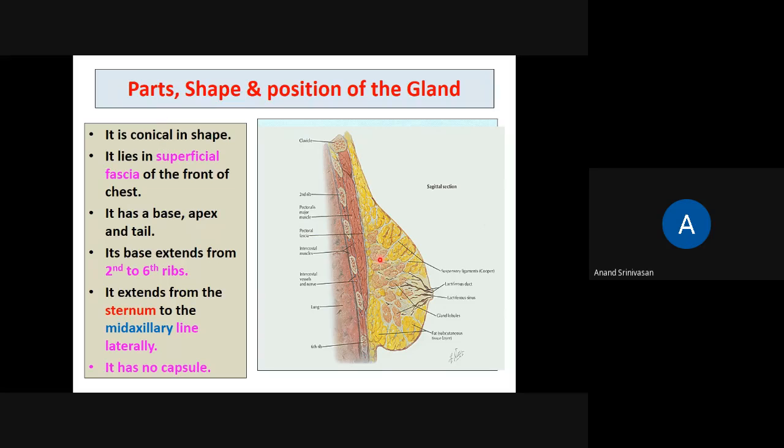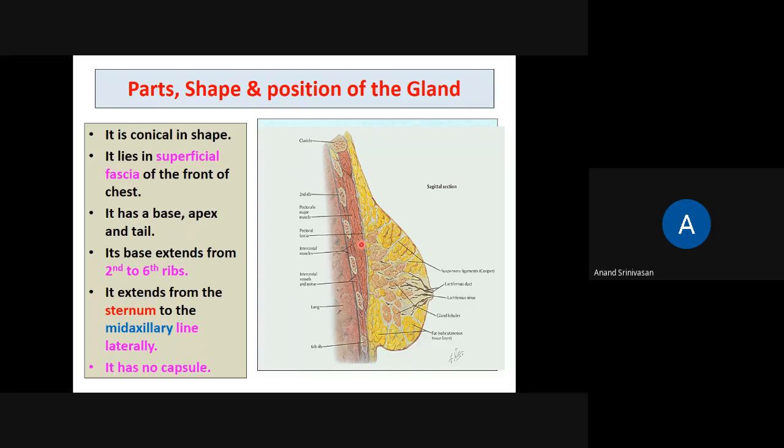And the lactiferous ducts are present, but they are rudimentary initially. Once the female gets pregnant, during the lactation period, they will grow and start producing milk. These are the lactiferous glands, which come out through the lactiferous ducts, and these ducts open into the nipple.